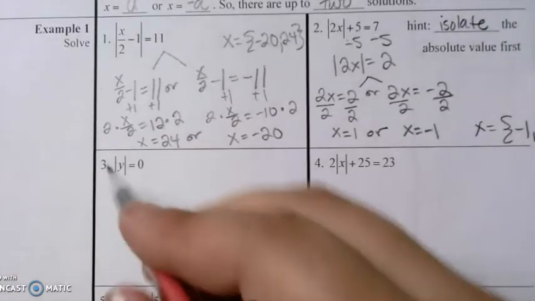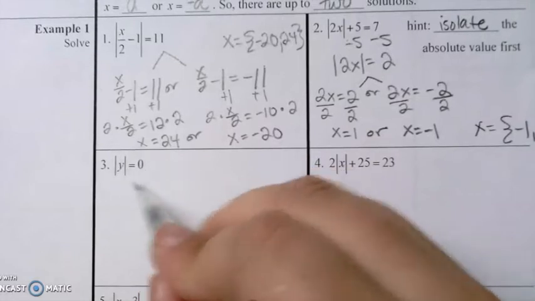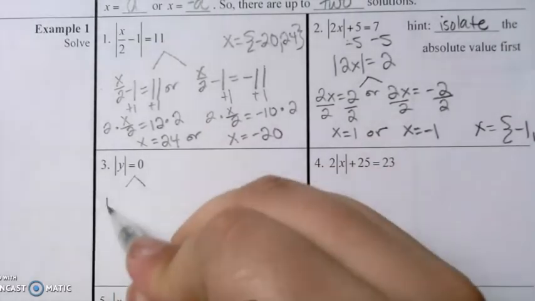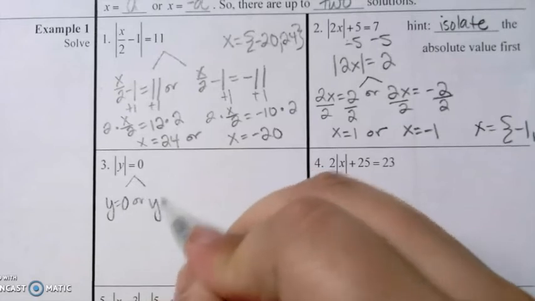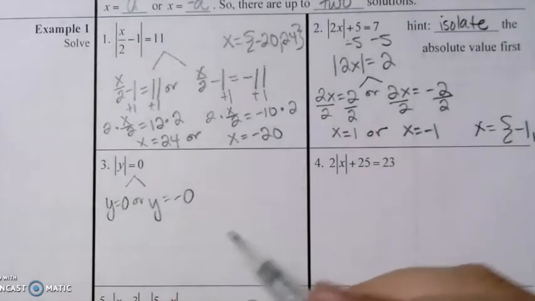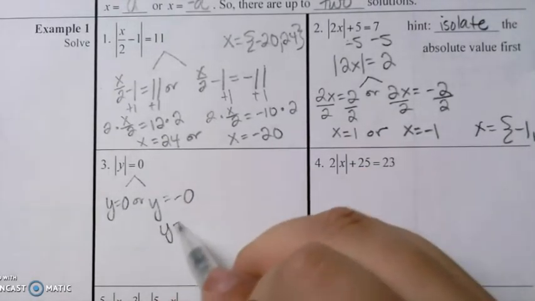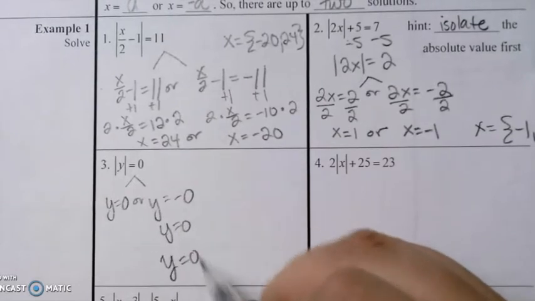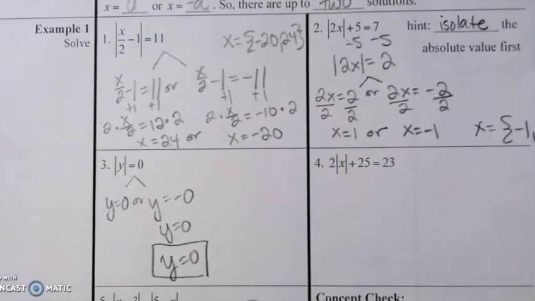Similarly, in example 3, we have our absolute value bar isolated, so we split into our 2 cases, y equals 0 or y equals negative 0, but negative 0 is just 0, so we have one solution where y equals 0. Notice we don't have 2 solutions this time.